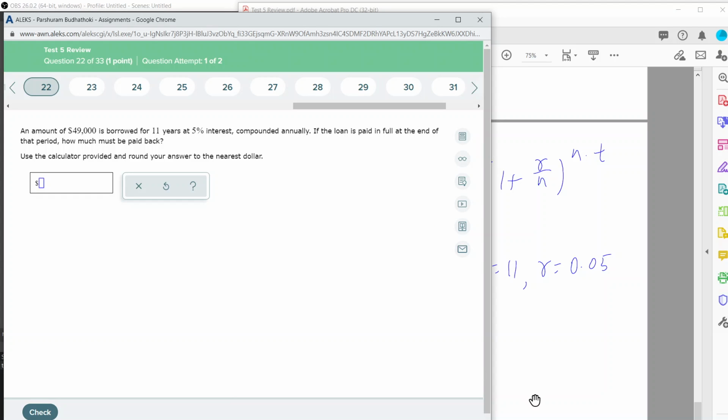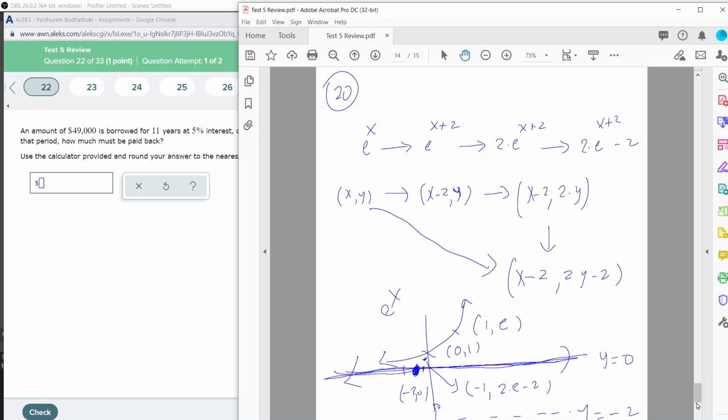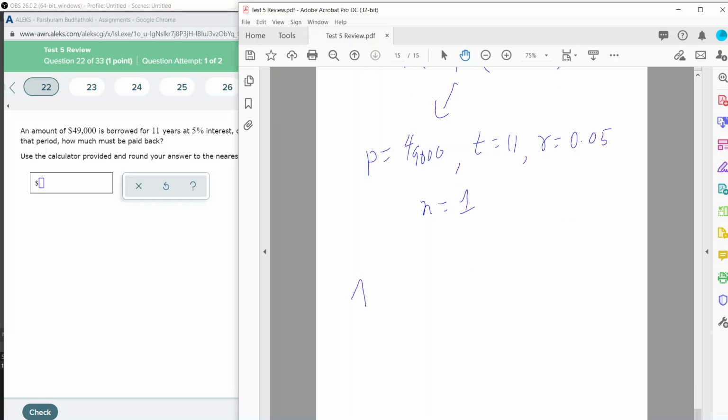And how much you need to pay back, that means the value of A. So 49,000 times (1 plus 0.05 over 1) to the power n times t, which is 1 times 11, which is 11. Dividing 0.05 by 1 gives the same thing, so 1 plus that number is 1.05, to the power 11.